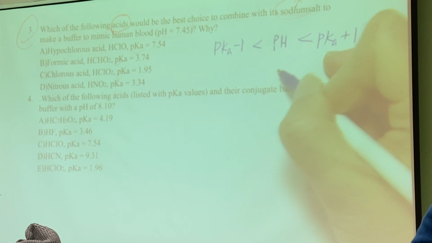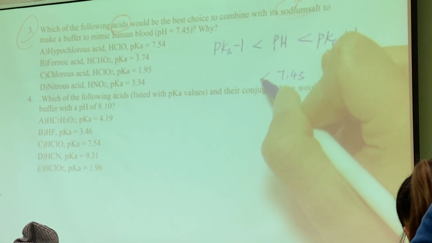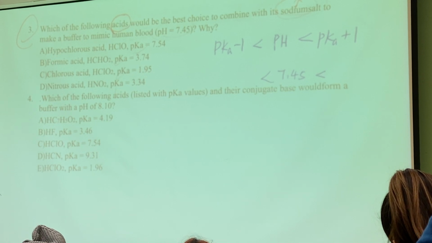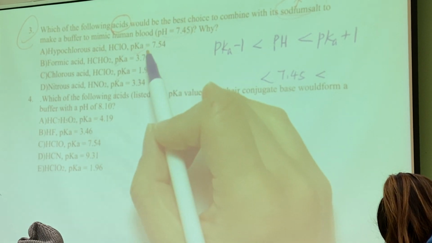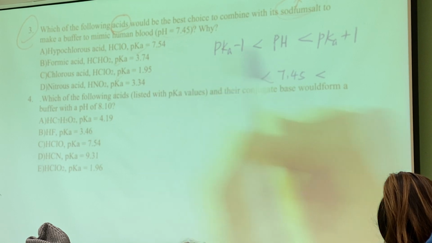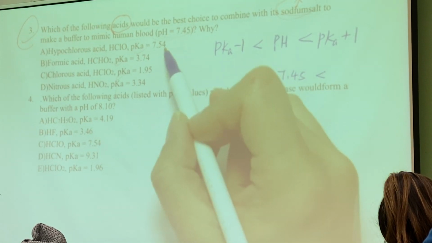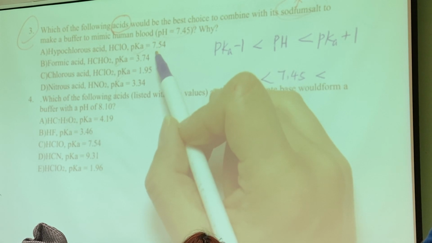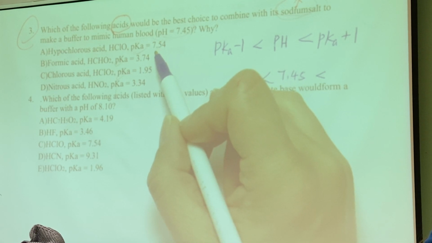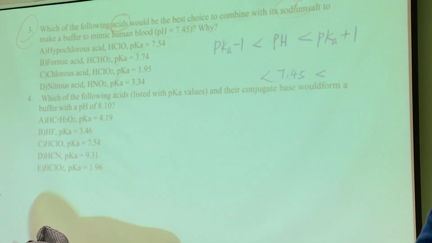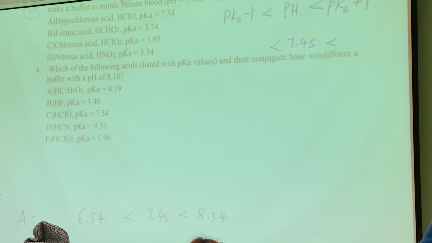So the pH now is 7.45, right? It has to be larger than one number and smaller than another number. Let's go one by one. Can A give you 7.45 or not? If A is 7.5, minus 1 becomes 6.5, and plus 1 becomes 8.5. Is 7.45 larger than 6.5 and smaller than 8.5? Yes. So A is correct, right?